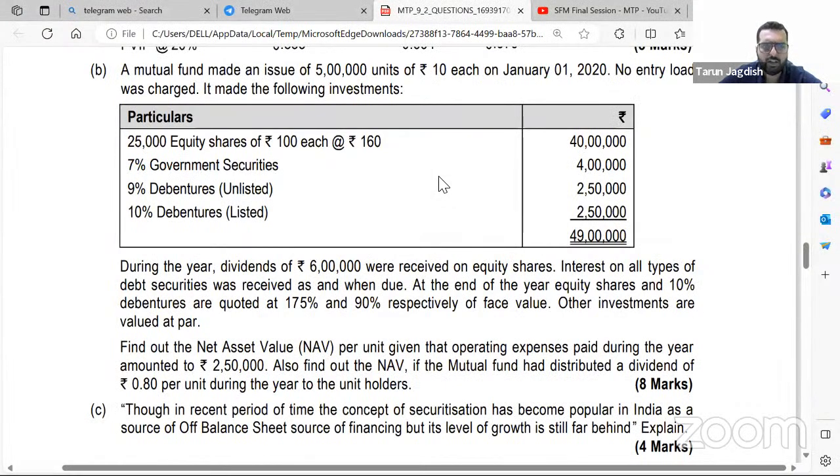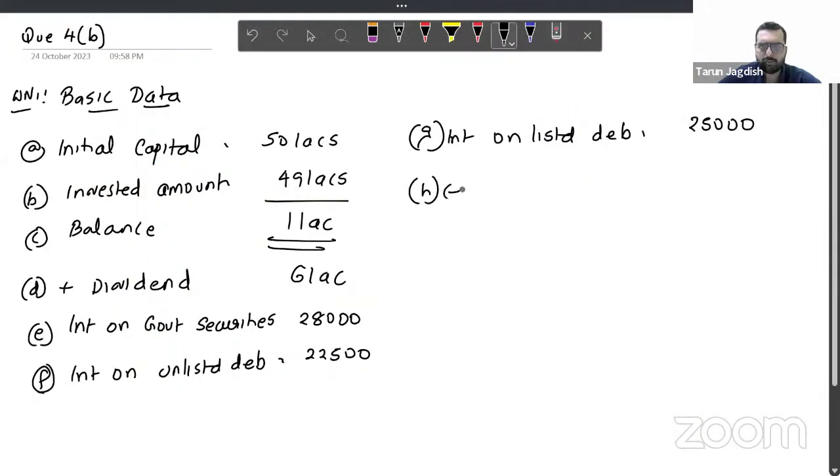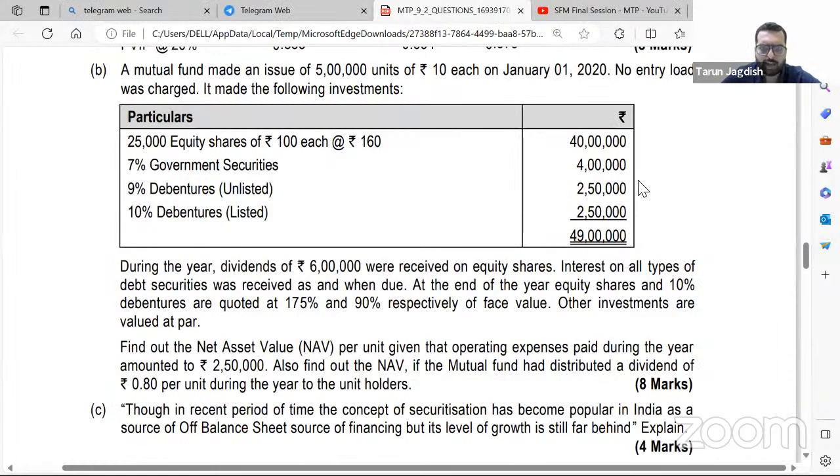At the end of the year, 10% debentures. Okay, that part we'll come to later. Cash wise, let me see, and find out if the operating expense is 2,50,000. So now what are we supposed to do? Reduce the OPEX, or operating expense, that is 2,50,000.